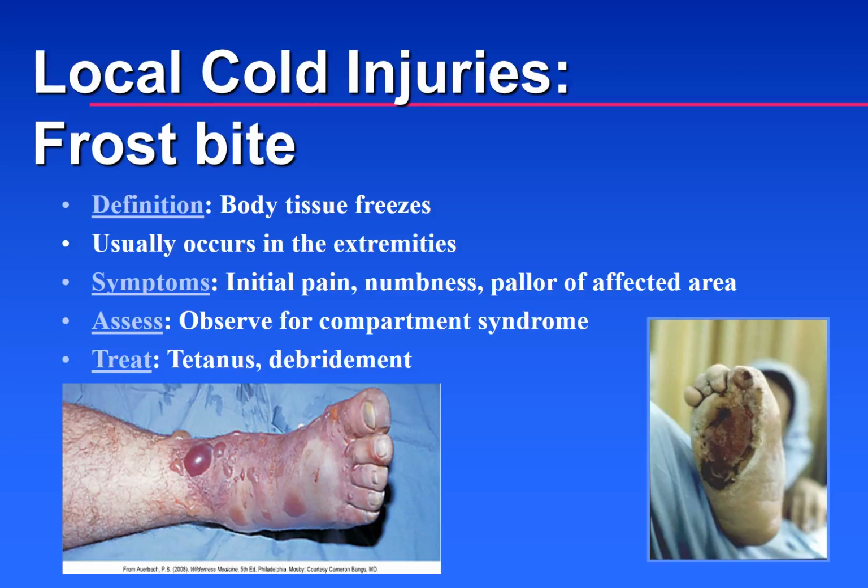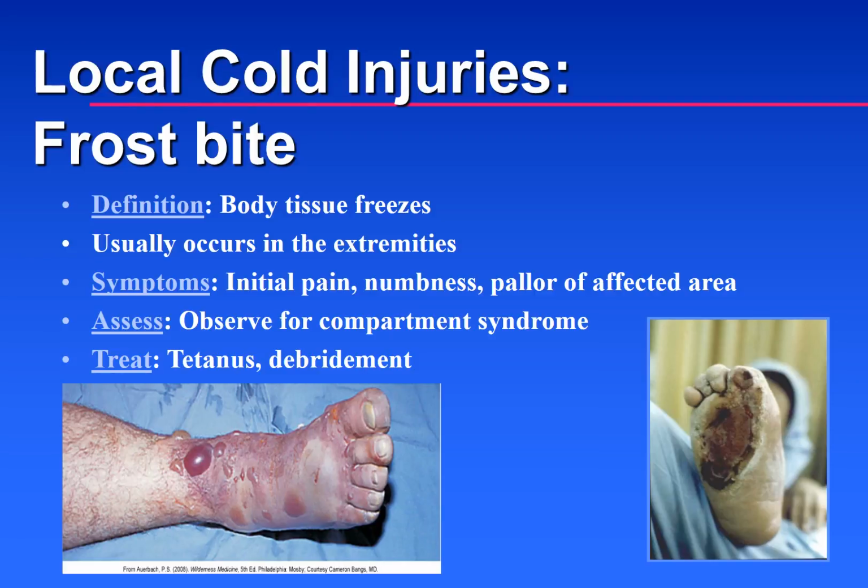Main risks for this are inadequate insulation, fatigue, dehydration, poor nutrition, which increase the risk factor. More people that are at risk are smokers, because it affects their peripheral circulation. Anybody with poor peripheral circulation, or if they have a previous history of frostbite, all those increase their risk of developing frostbite if they're exposed.